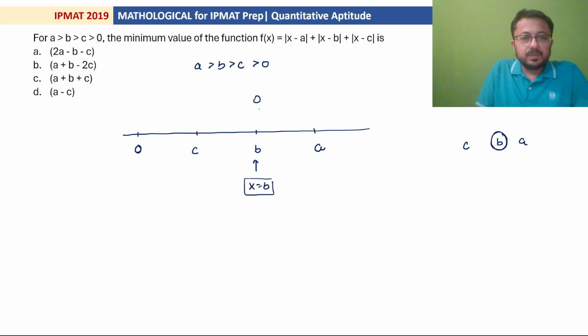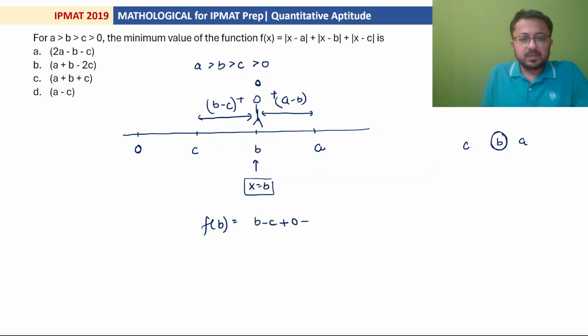So if x is equal to b, what will the sum of distances be? From distance between b and c, which will be b minus c, and distance between b and a, which will be equal to a minus b, because a is larger, and distance of b from b, which is equal to 0. So sum all these distances. So f(b) will be equal to b minus c plus 0 plus a minus b. So b gets cancelled out. This is equal to a minus c. And this will be the minimum value. So a minus c is our answer.